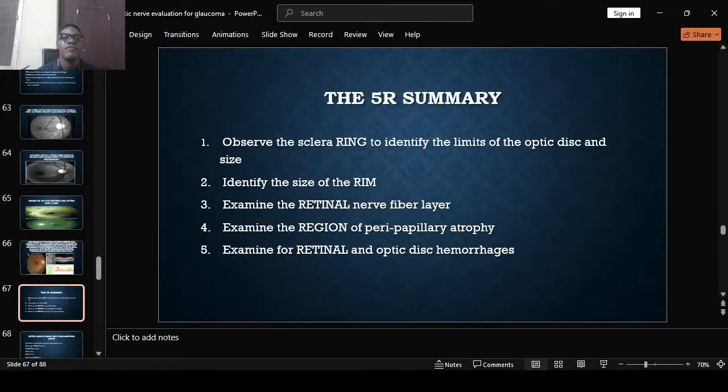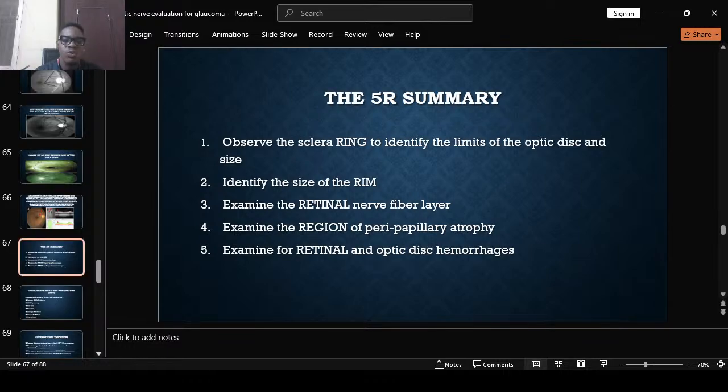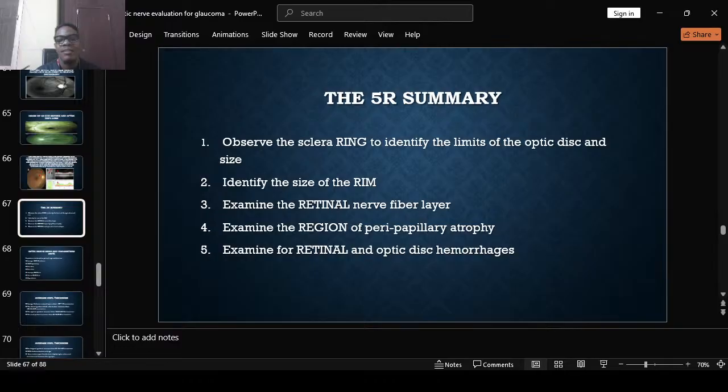So what is the summary? The summary of the 5R summary simply is that you observe the margins of the optic disc and size. Want to quickly look at glaucoma and the retinal nerve fiber layer. Remember that in a large cupping, 0.8 or 0.7, look out for other forms of neuropathy that can lead to cupping.